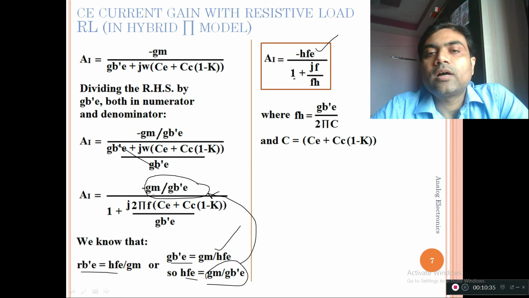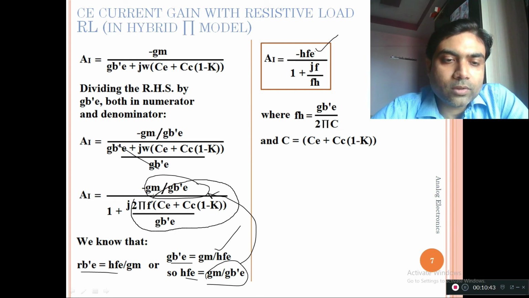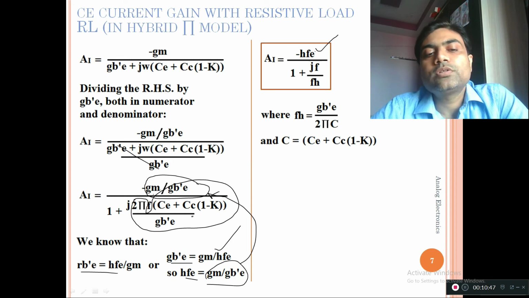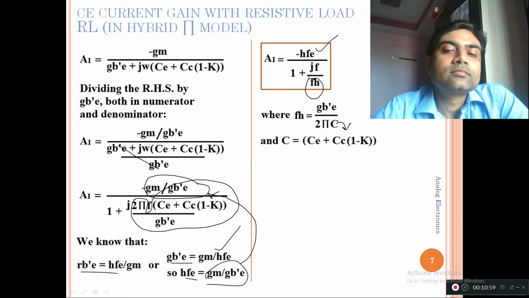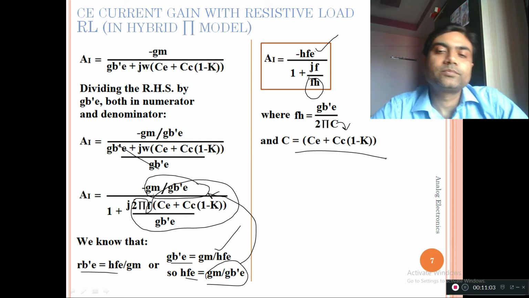And here 1 plus jf upon fh, so this j is there, this f is there, and this particular value is 2 pi into C plus Cc1 minus k upon gb'e. So if I want to introduce this particular constant term, this will be nothing but fh equals gb'e upon 2 pi C, where C is nothing but C plus Cc1 minus k.